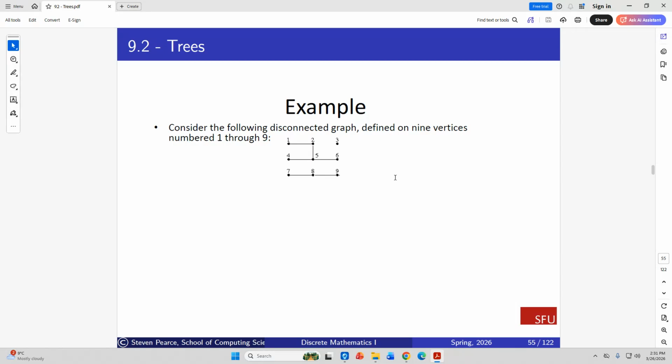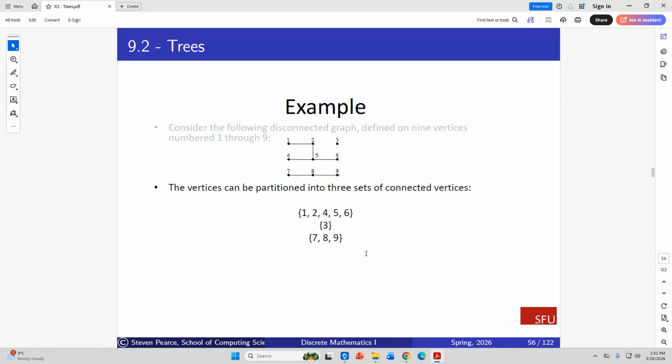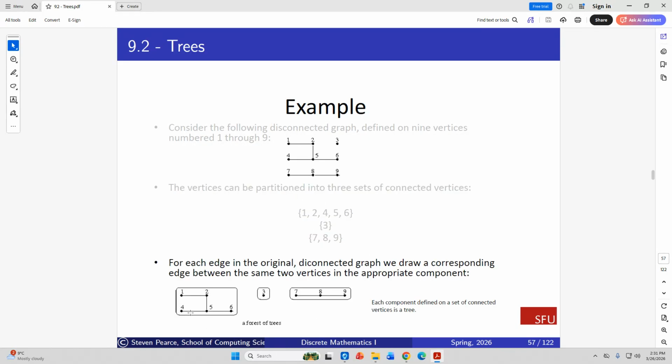So we defined it on 9 vertices numbered 1 through 9 here. We can basically describe it this way. So this is one graph, this is another graph, and there's a final third graph that makes up our forest. So I could actually lay it out like this. For each edge in the original disconnected graph, we draw a corresponding edge between the same two vertices in the appropriate component. So note edges for 3, 7, 8, 9. These are just the partitioned subsets, subgraphs, subtrees, if you will, of that particular forest.